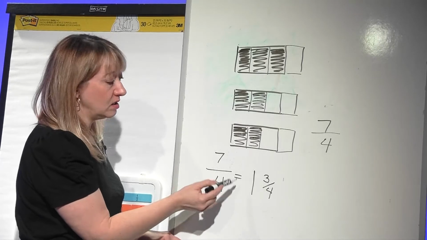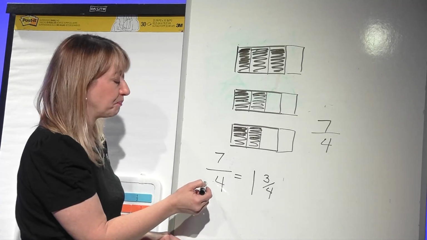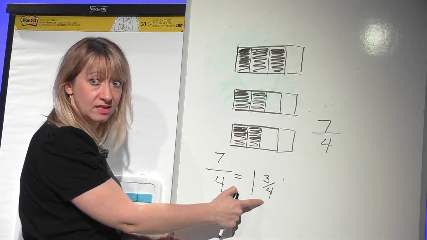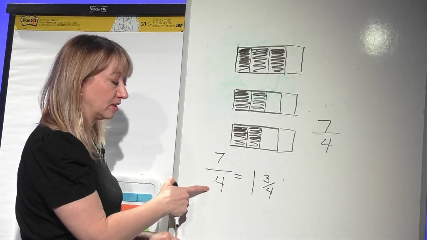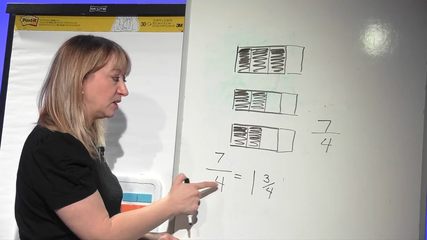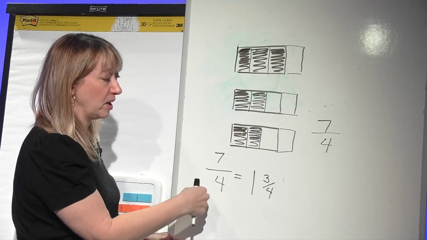And again, you need to know this because when you multiply and divide with fractions, you have to know how to change this to this improper. And then when you find your answer, you have to change this back to a mixed number. So you want to be able to transfer back and forth.